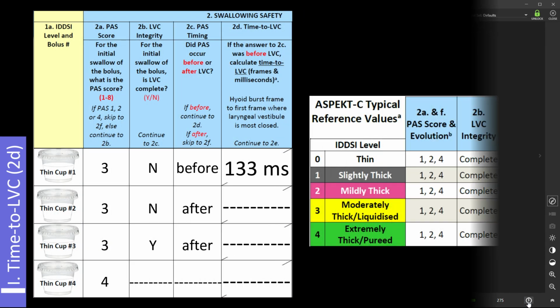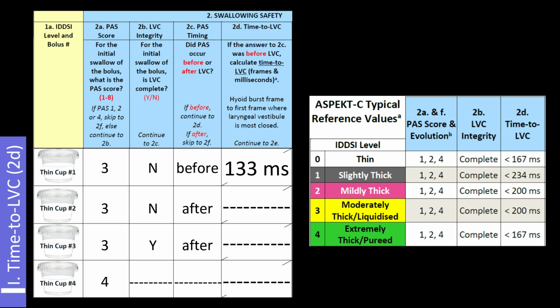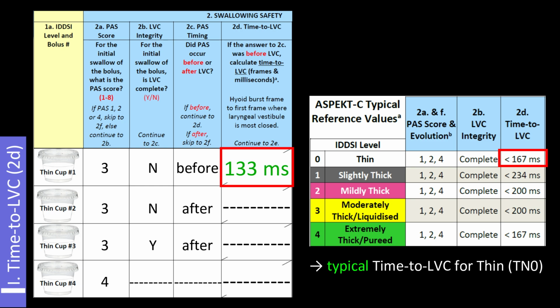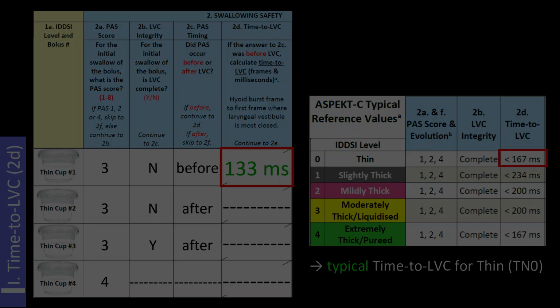Once the entire study has been analyzed, identify and compare the worst value for each consistency under column 2D from your worksheet to that in the typical reference values table in the scoring sheet to determine if LVC timing was typical or atypical for that consistency.